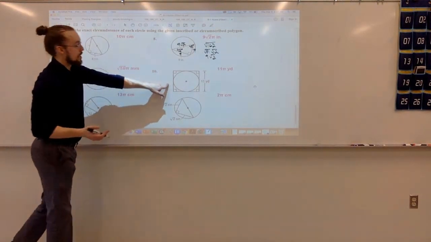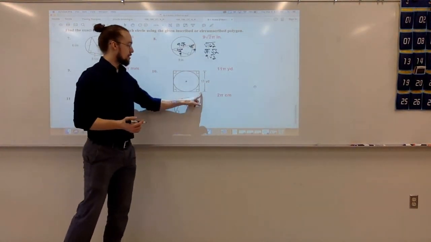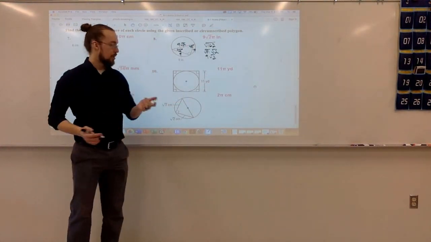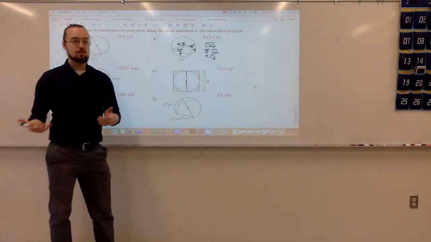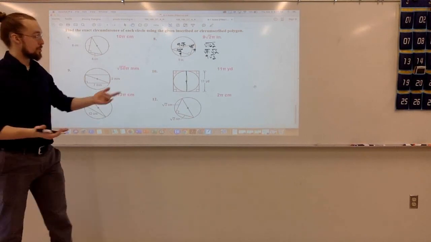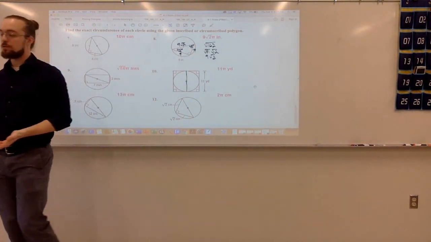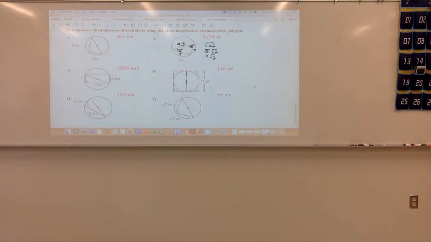Another thing, on number 10, the length of the side of the square is just the length of the diameter. There was nothing to solve for on this one. We were just given the diameter. So the answer for the circumference is 11 pi. Any other questions on these?